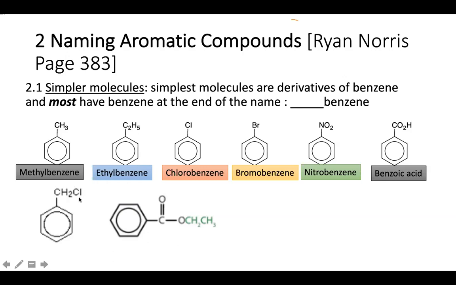CH2Cl alone is called a chloro if there is a chlorine in a 1 carbon atom. We call it chloromethane. Okay, so here we call it a chloromethylbenzene because there's chlorine, there's 1 carbon which is of a methane.